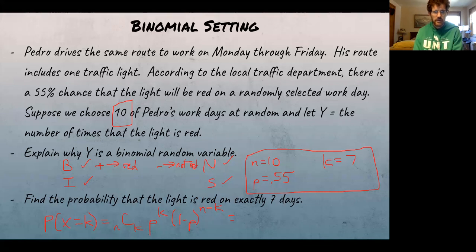So it's going to be 10 choose 7, times 0.55 raised to the power of 7 times 0.45, that's the complement, that's the probability of failure, to the power of 3. And notice that the two exponents have to add up to n. 7 plus 3 is 10. So that's what I can do on the calculator. If you forgot how to do the choose on your calculator, I can remind you of that.